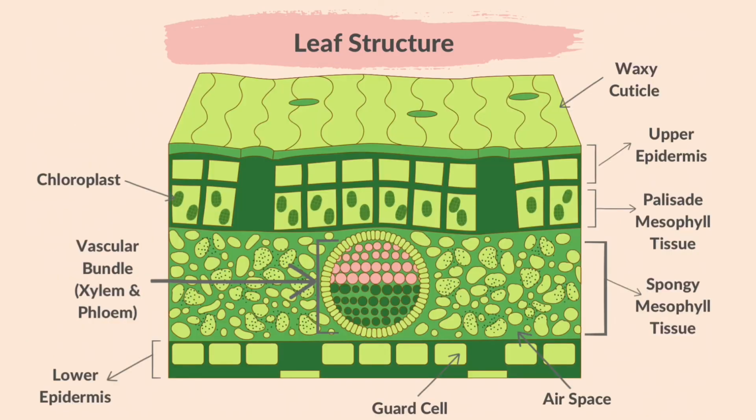This is the cross-section of a leaf, and these are the parts that you will be expected to identify in the leaf of a dicotyledonous plant. So at the top we have the waxy cuticle, and the top layer is called the upper epidermis. And then it's the palisade mesophyll tissue, which contains chloroplasts. Then we have the spongy mesophyll tissue, which contains air spaces. At the bottom, you may see guard cells and stomata. And then the lower epidermis. We also have the vascular bundles, which contain xylem and phloem.